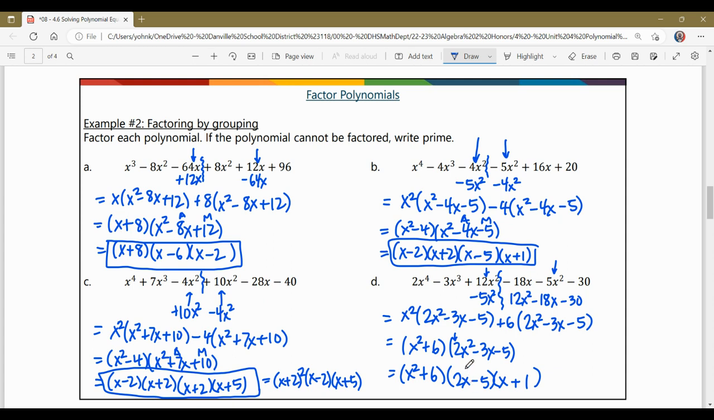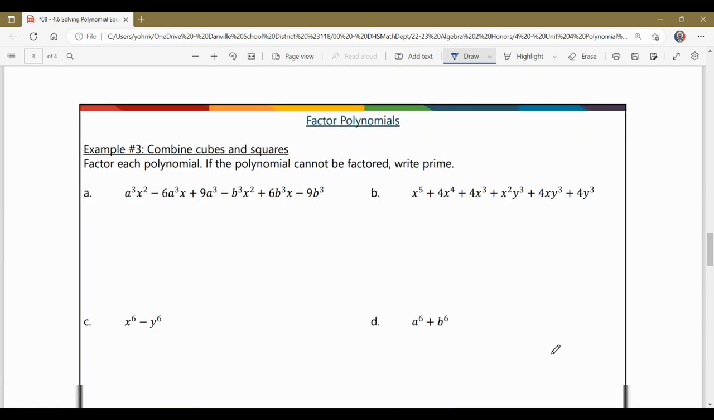Don't forget to always check. So on the outside, 2x times 1 is 2x. On the inside, I get negative 5x. So 2x plus negative 5x, that works. That's negative 3x. All right, awesome.